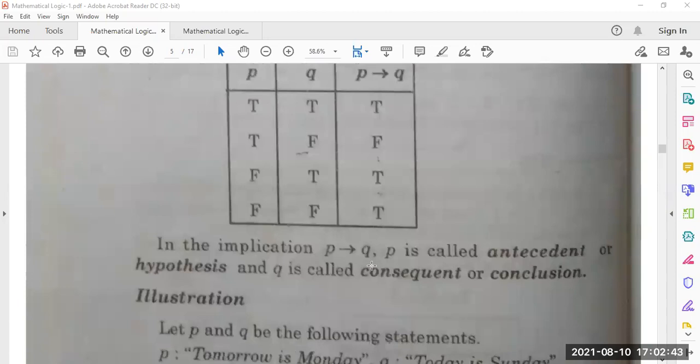Now, in the implication P implies Q, P is called the antecedent or hypothesis, and Q is called the consequent or conclusion. Conclusion means the main point of the statement. So if they are true, then we can find out the result.